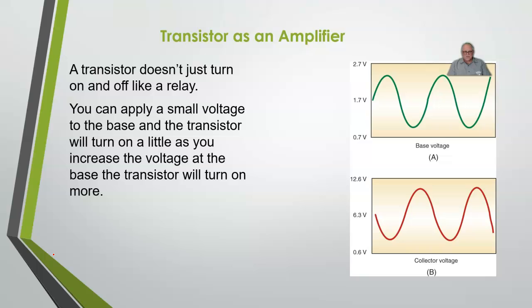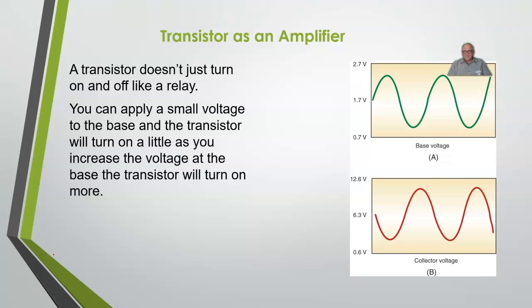Looking at these two charts over here on the right hand side, you'll see the top chart is going from 0.7 to 2.7 volts. The bottom chart is going from 0.6 to 12.6. What this is telling you is as you put a small voltage to the base, it will turn partway on. As you increase the voltage to the base, that transistor will turn on more and more until you have it all the way on. If your stereo has an amplifier, the heart of that amplifier is a transistor.